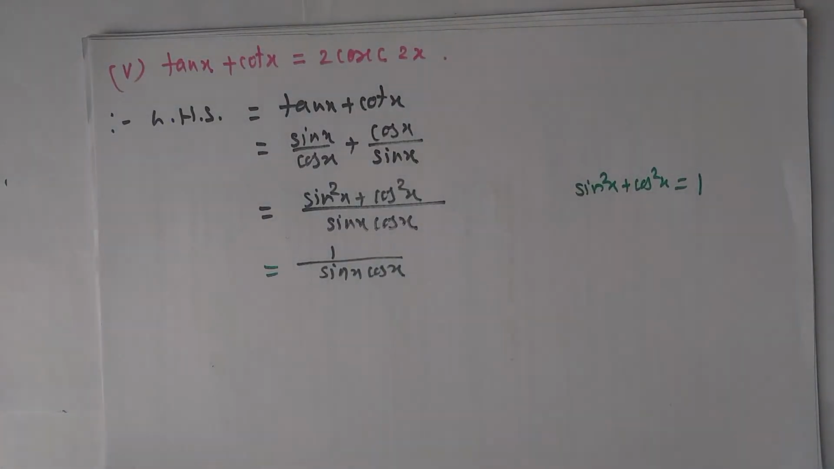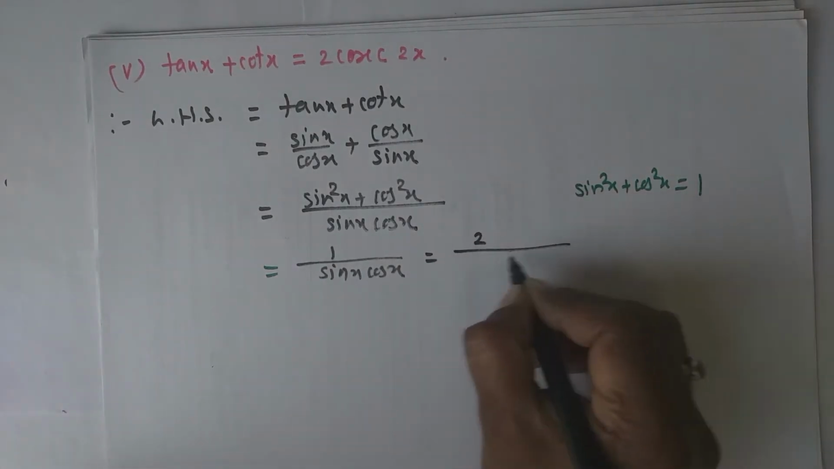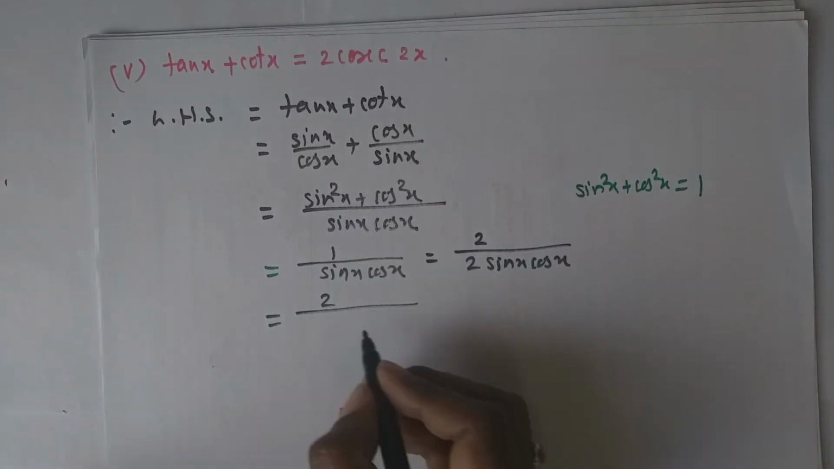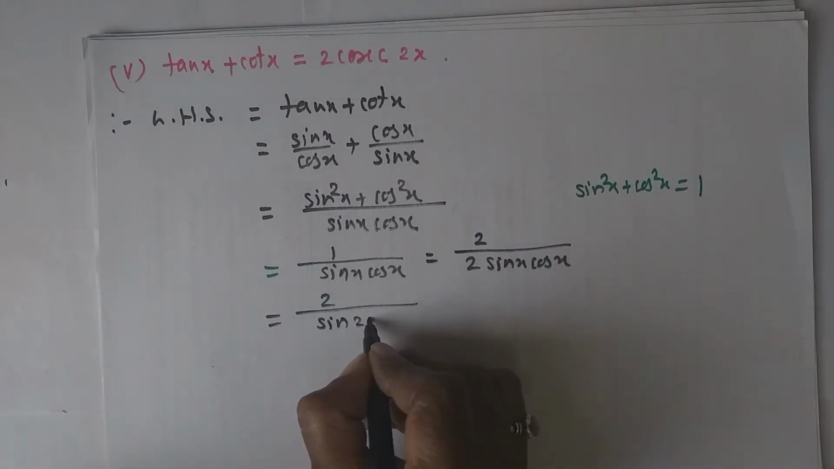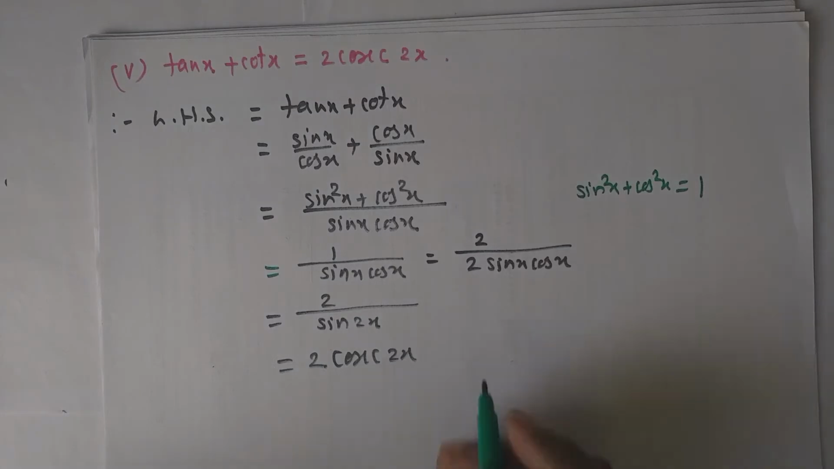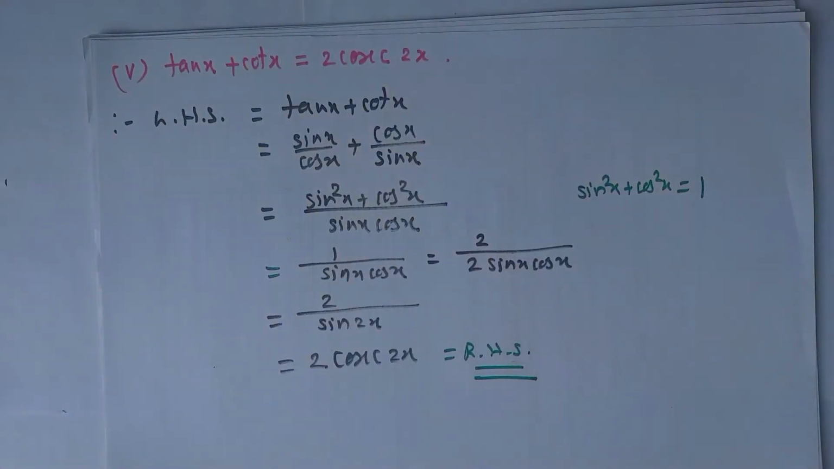In the next step I will divide and multiply the numerator and denominator by 2. And what is this in the denominator? 2 sin x cos x is the formula for sin 2x. Now you take the reciprocal. 1 upon sin 2x means cosec 2x. And this is nothing but your right hand side. In this way it is very simple to prove.